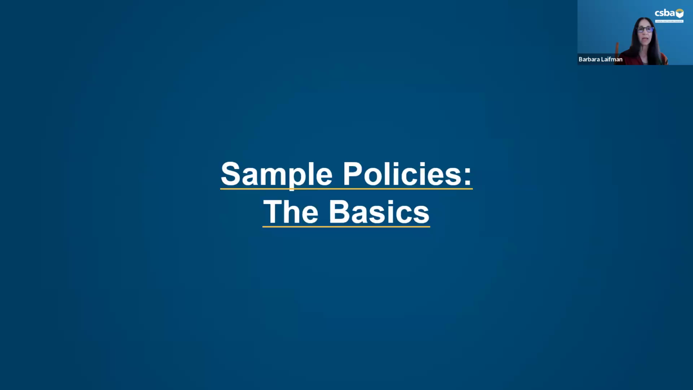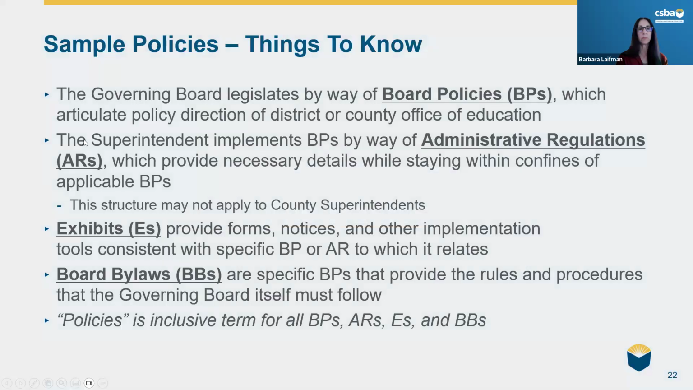Okay, as an introduction to the updates, let's look at a brief description of each of the documents. Well, we'll start with board policies. The board policies are the conduit by which the governing board legislates, and they articulate the policy direction of the district or county office of education. The administrative regulations are the premise upon which the superintendent implements the board policies, and they provide the necessary details while staying within the confines of the applicable board policies.